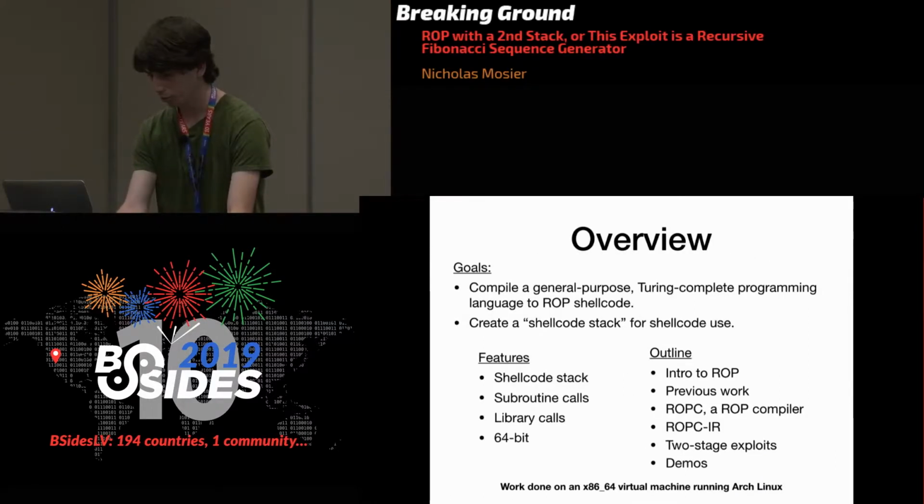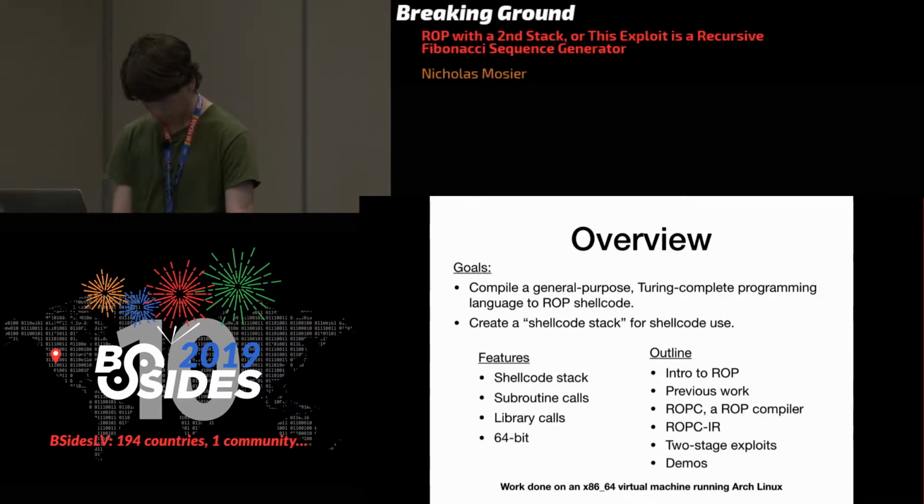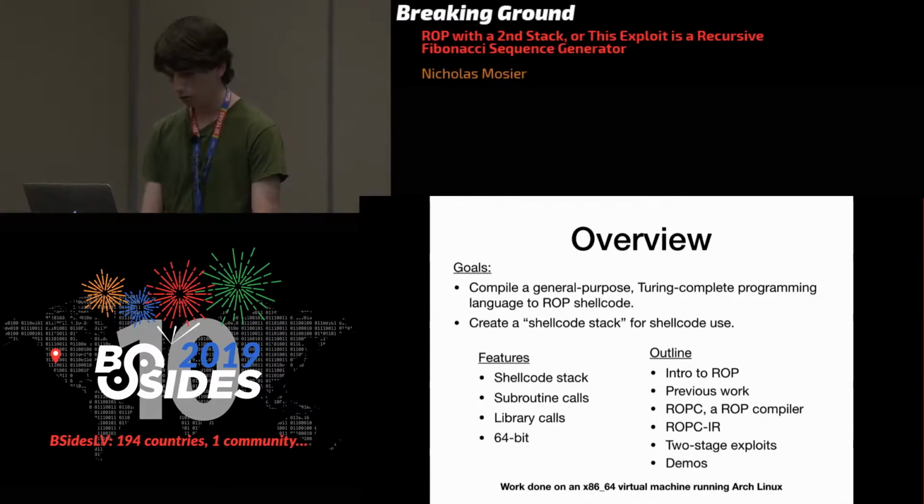First, just a brief overview of the presentation. Again, the central feature of this compiler is the shellcode stack. That's what all the other features are sort of based around. My main goals in this project were, first of all, to show that it's possible to create a shellcode stack using ROP gadgets.